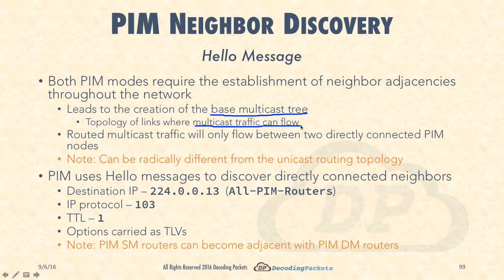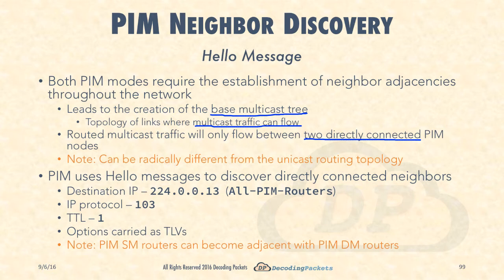So wherever the PIM neighbors discover each other, and this is all at layer 2, the routed multicast traffic facilitated by PIM can only flow over that particular topology of links. So the routed multicast traffic only flows between the two directly connected PIM neighbors and almost nowhere else until you're using something more fancy or something more arcane. At times, especially in the JNCIE lab or the CCIE lab, this multicast topology could be radically different than the unicast routing topology.